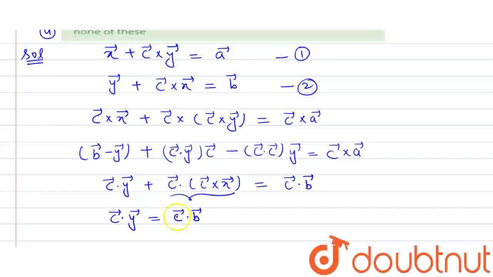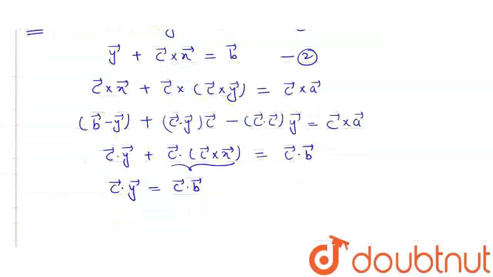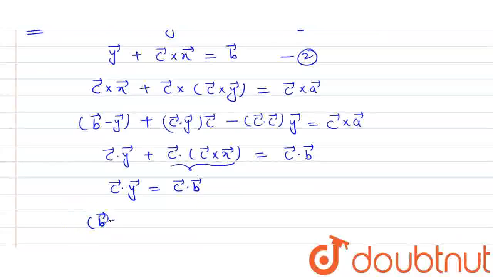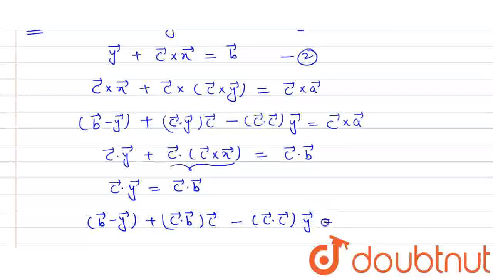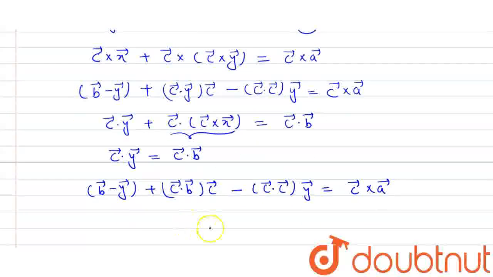Now resubstitute back the value of c vector dot y vector at this place. So I will write here b vector minus y vector plus c vector dot b vector multiplied with c vector minus c vector dot c vector multiplied by y vector is equal to c vector cross a vector. Now just simplify it. Take the y vector term aside and the other terms aside. So c vector cross a vector can be written as minus a vector cross c vector.